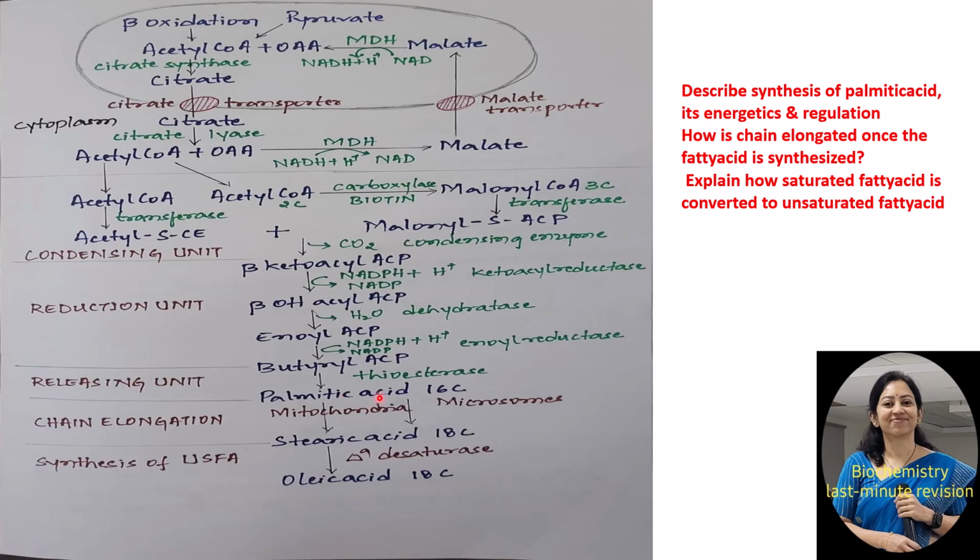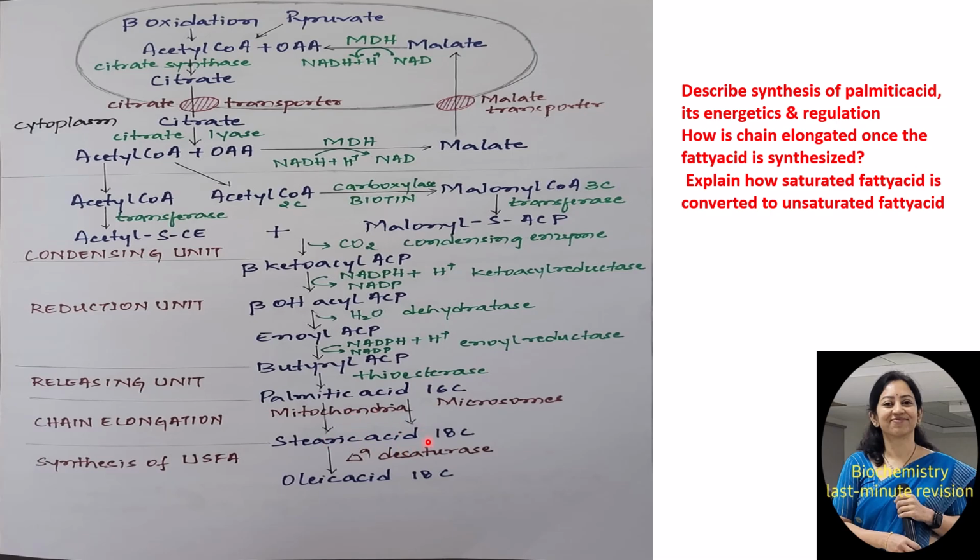Now this palmitic acid is a 16-carbon fatty acid. Now the chain elongation is not done in the cytoplasm. The chain elongation can be done either in the mitochondria or in the microsome. Chain elongation in mitochondria is done with the help of addition of acetyl-CoA molecules, and in the microsome it is done with the help of malonyl-CoA molecules. For chain elongation, the palmitic acid re-enters the mitochondria or the microsome. Here it gets converted to an 18-carbon unit to form stearic acid.